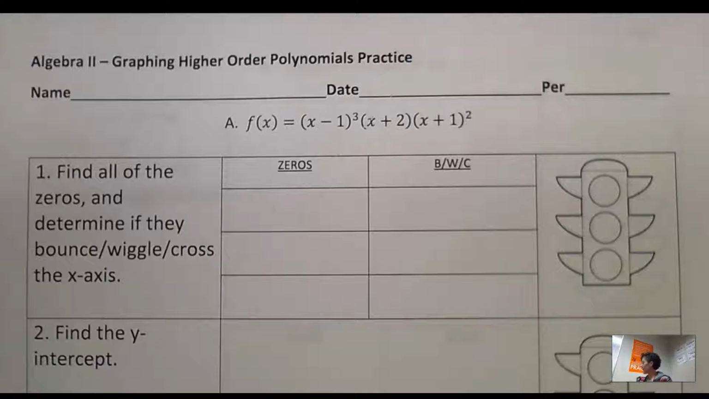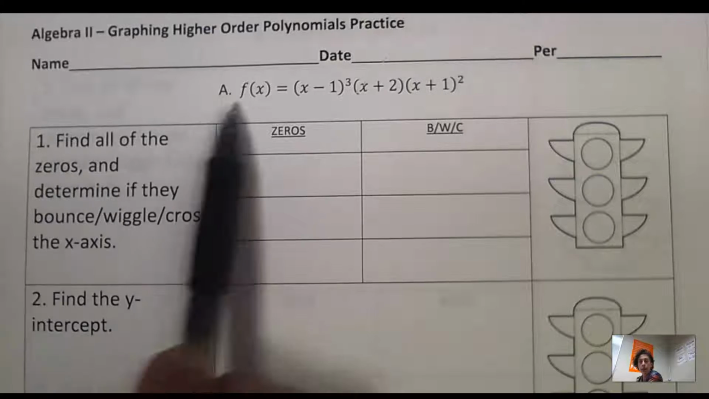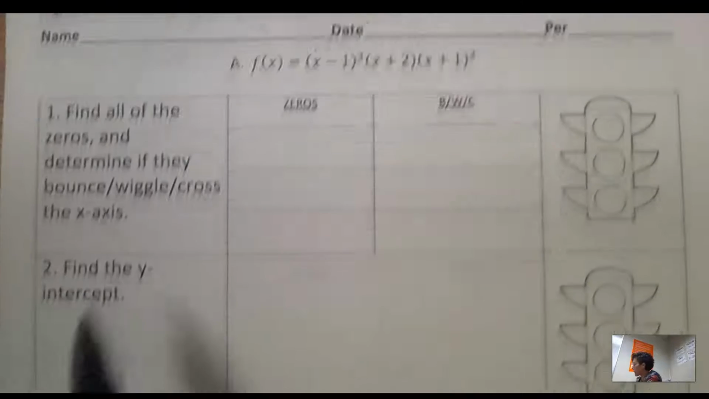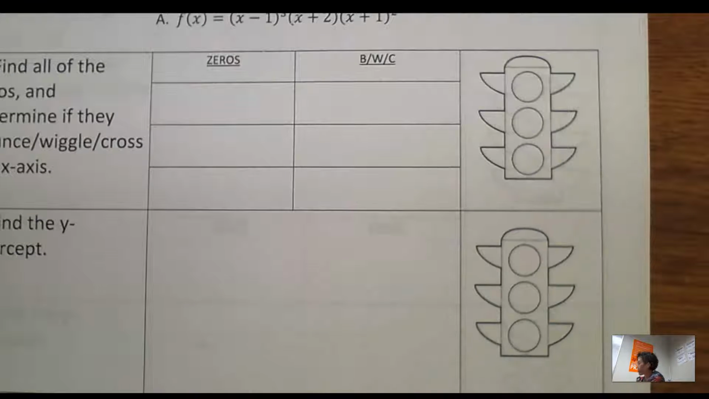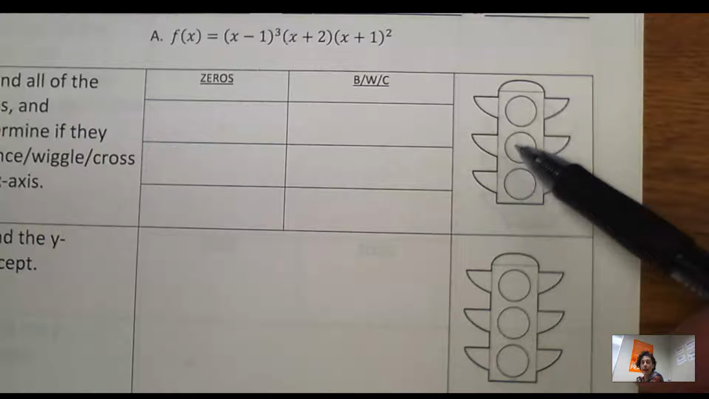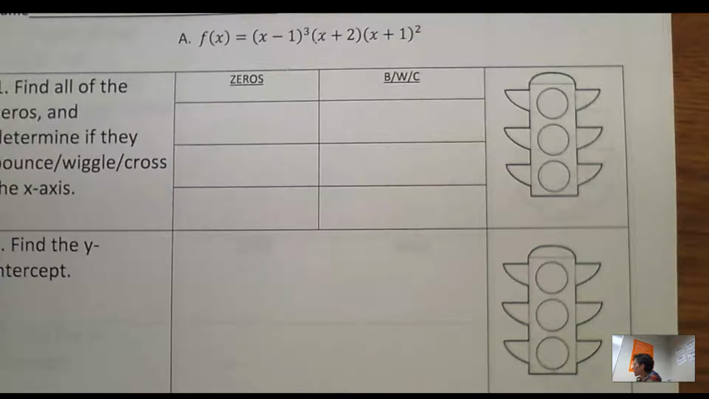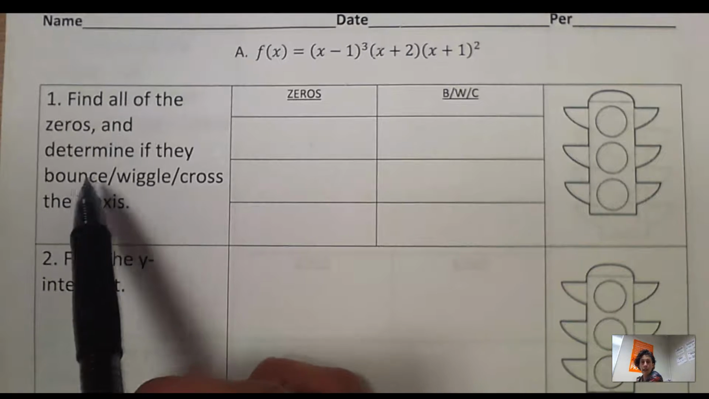So let's get started. We are in week 5. You're going to see your equation at the top, A, B, C, D. There are quite a few, but your steps are going to be over here, and then your work's just going to go over here. And you can just ignore the lights. The idea was you kind of give me a red, yellow, green where you're at, but I'm not going to do that. So the first thing I'm going to do is just find all the zeros, and determine if they bounce, wiggle, or cross.